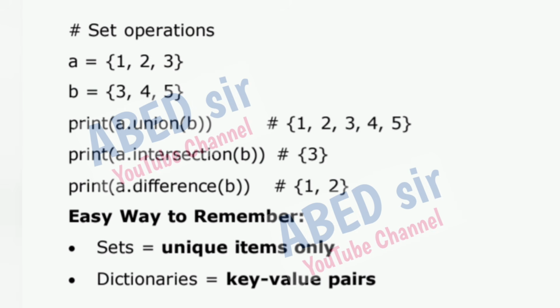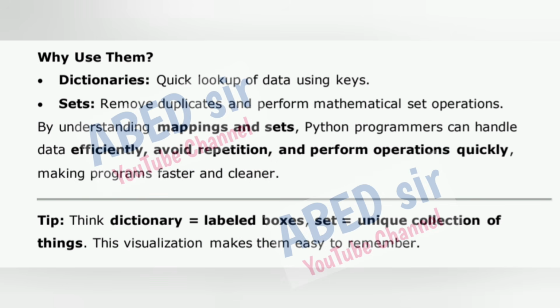Easy way to remember. Sets are unique items only. Dictionaries are key-value pairs. Why use them? Dictionaries give quick lookup of data using keys. Sets remove duplicates and perform mathematical set operations. By understanding mappings and sets, Python programmers can handle data efficiently, avoid repetition, and perform operations quickly, making programs faster and cleaner. Tip: think dictionary is labeled boxes, set is a unique collection of things. This visualization makes them easy to remember.